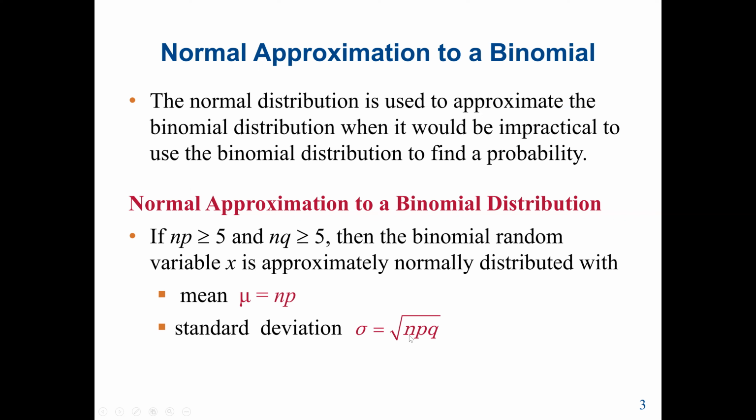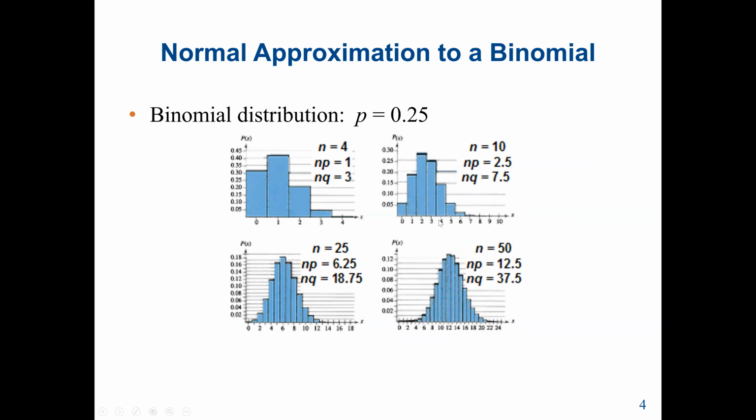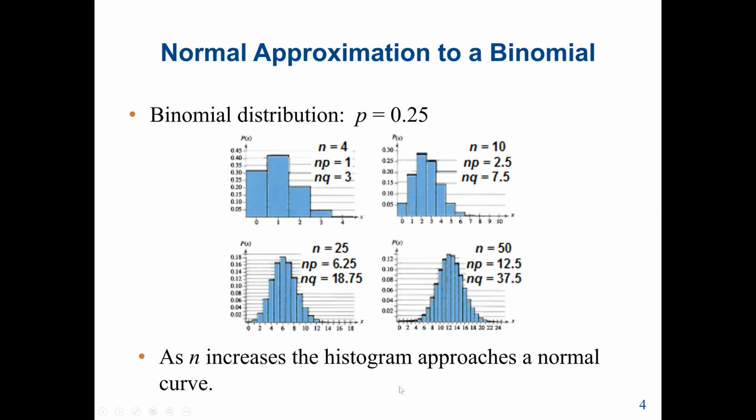From this graph, we can see that as the sample size increases, our histogram converges to a normal distribution. When N is 4, we have a perfect histogram. When N equals 10, the histogram is transforming to a normal curve. When N is 25, we almost have the normal curve, and when it's 50, now it's normal. So as N increases, the histogram approaches a normal curve.